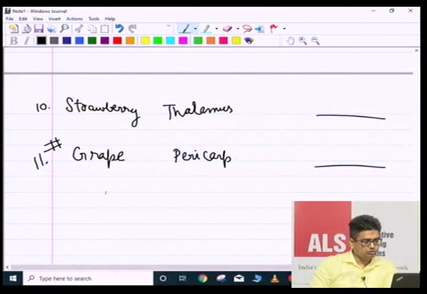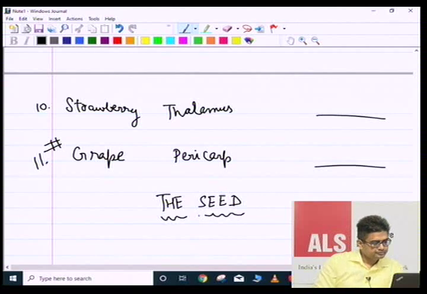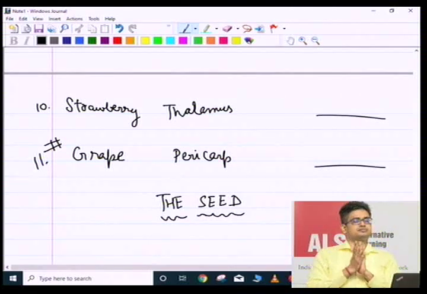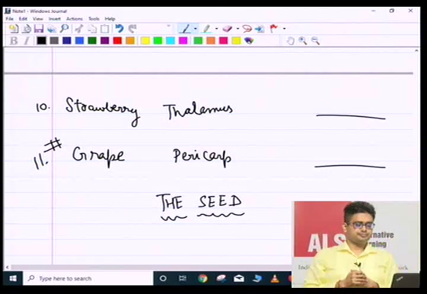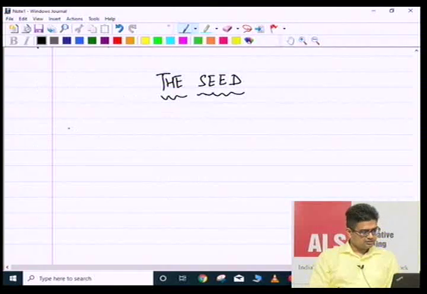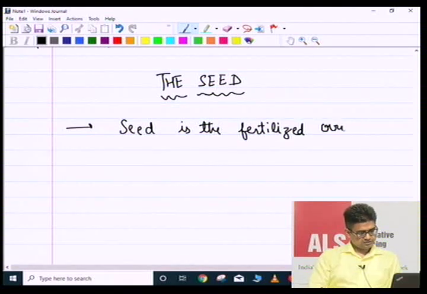So now we come on to the seed. So put the heading seed. Now how do you define a seed? Seed is a fertilized ovule. You can say seed is the fertilized ovule.